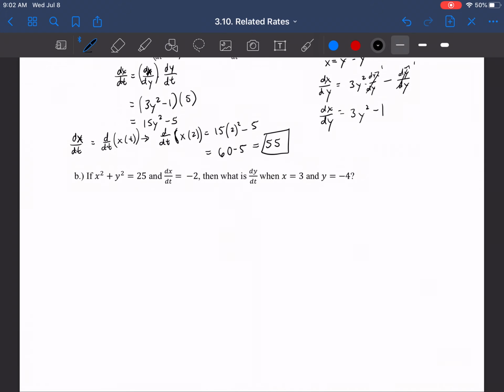If x squared plus y squared equals 25, hopefully you recognize what that is an equation for, and dx dt equals -2, then what is dy dt when x equals 3 and y equals -4? So we need a relation.